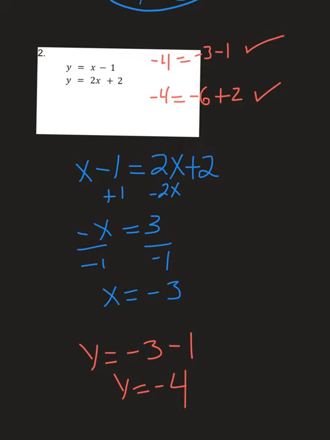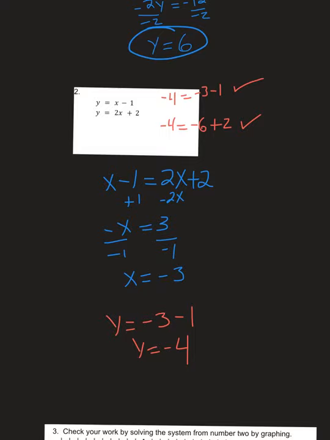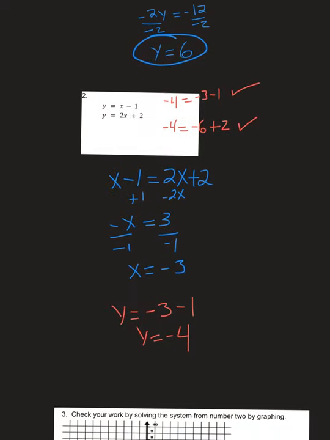So what we're going to be asked to do in this final part is solve the system by graphing. So we're going to have to graph both of these functions, and the point where they cross should be our answer. And we know that our answers are x equals negative 3 and y equals negative 4. So let's go ahead and do this.